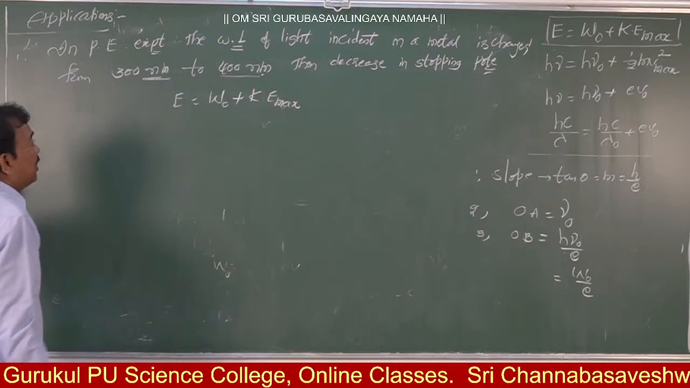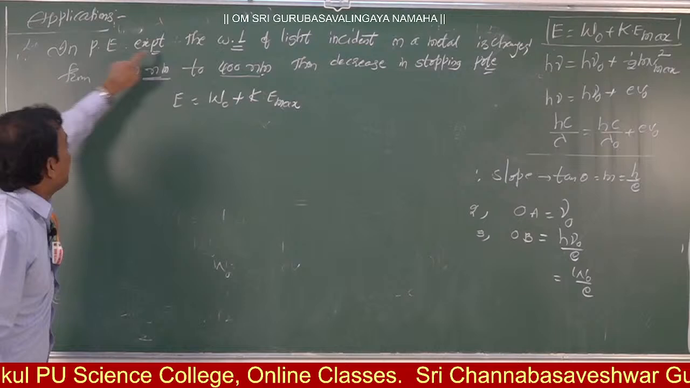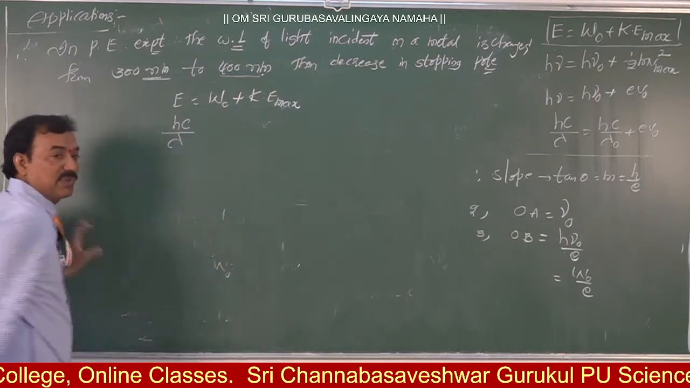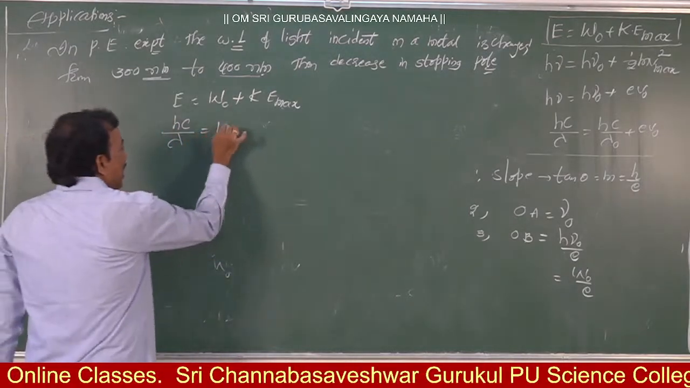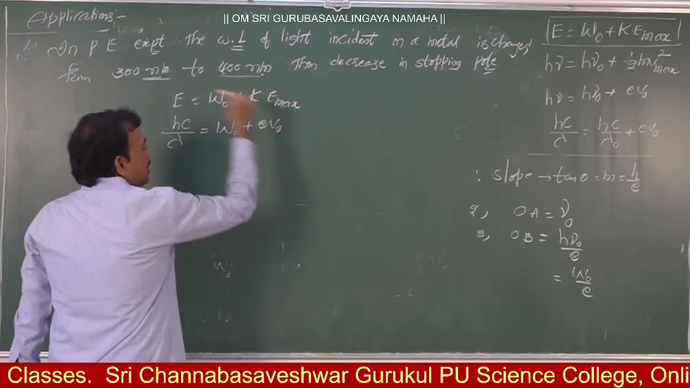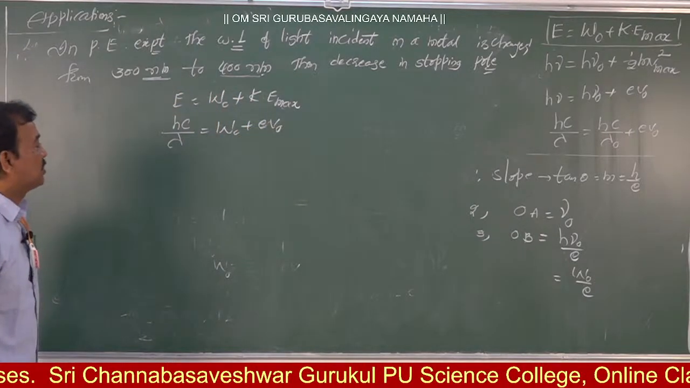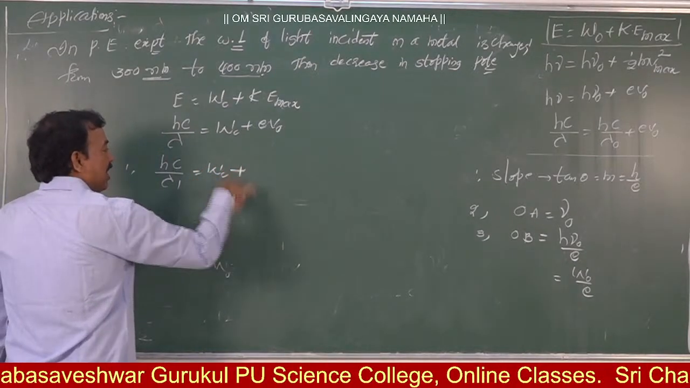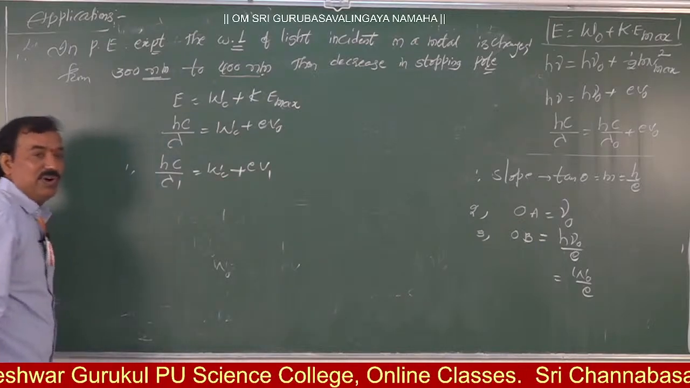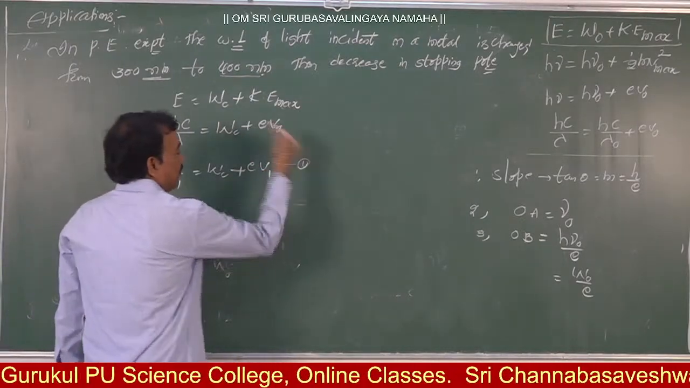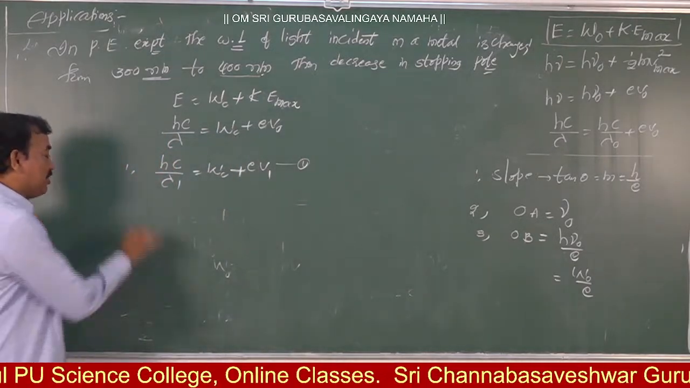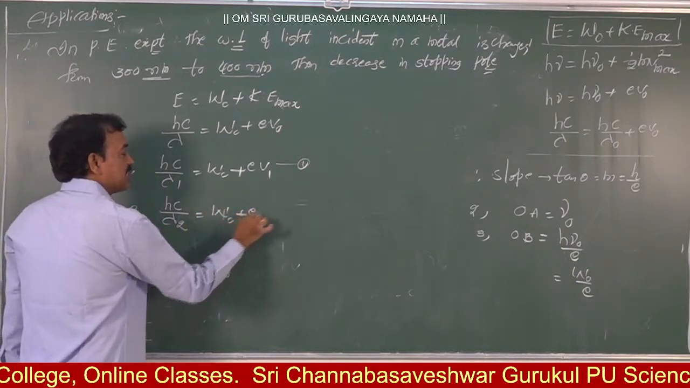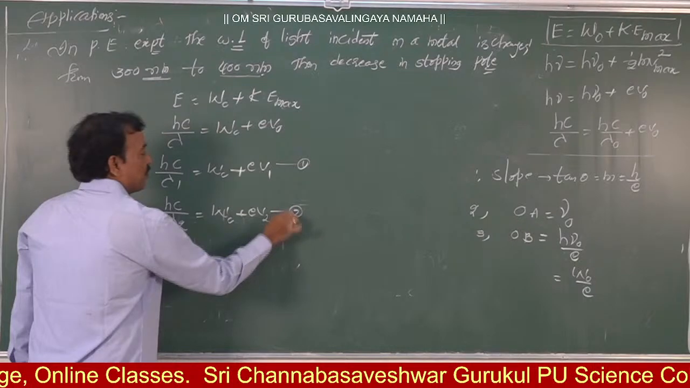In this question, the incident light changes from lambda 1 to lambda 2. So the applicable equation is hc by lambda equals W naught plus the maximum kinetic energy, which is equal to eV naught. So first, hc by lambda 1 is equal to W naught plus eV1, which is equation 1. Second, hc by lambda 2 is equal to W naught plus eV2. These are the equations.